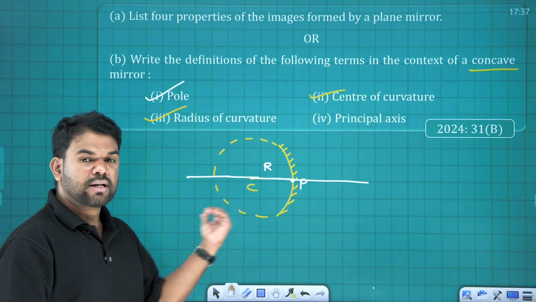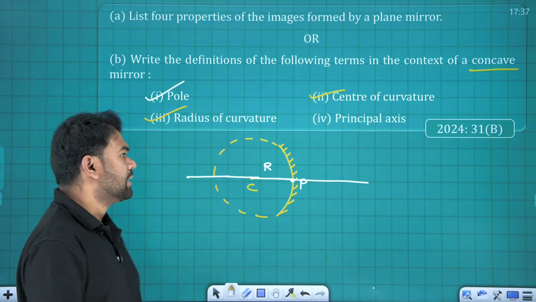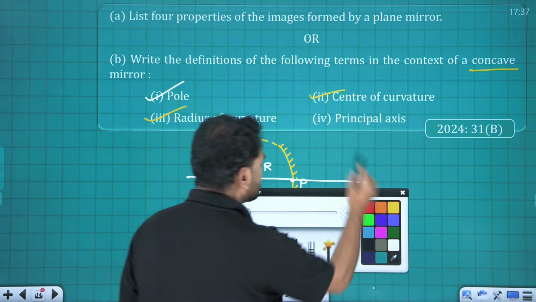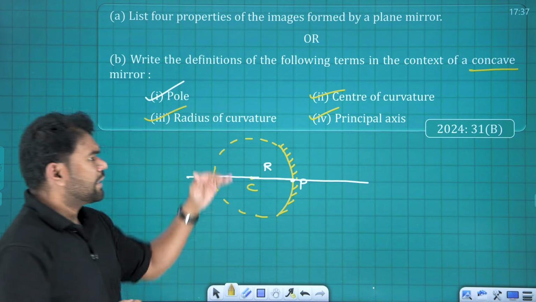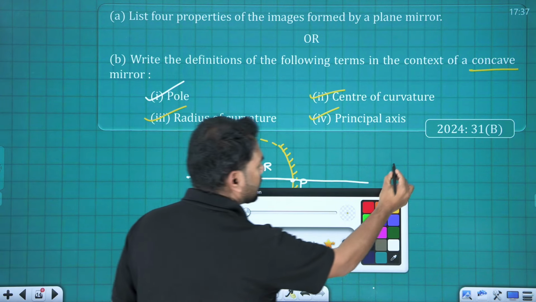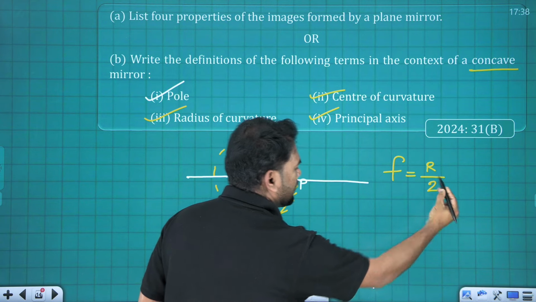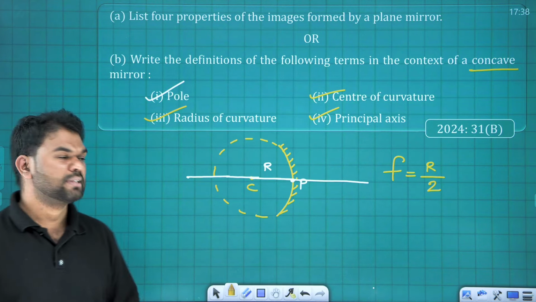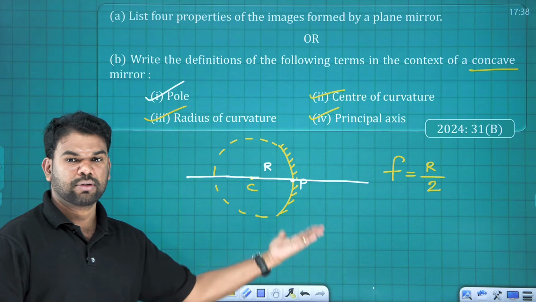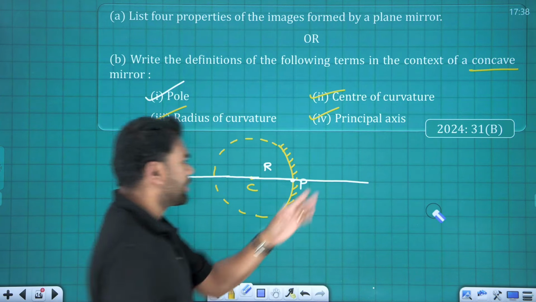The imaginary straight line passing through pole and center of curvature is called what? Principal axis. So that is principal axis. Now here that question is not asked. Just remember the relation connecting focal length and radius of curvature for all reflecting surfaces, that is f is equal to r by 2. This equation is also same for concave mirror and convex mirror. So remember this thing. For this question it's not required.